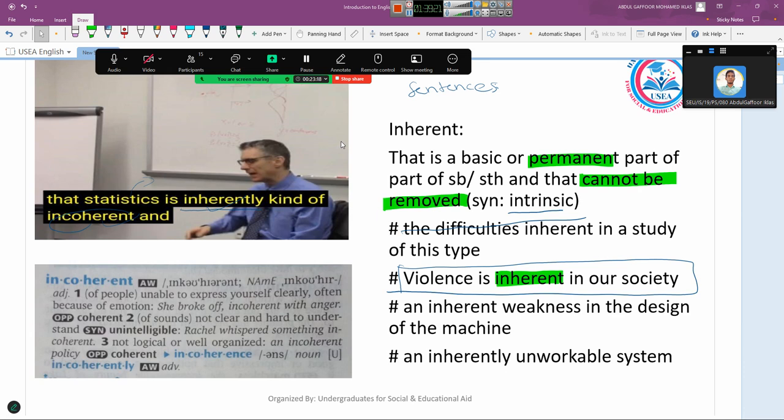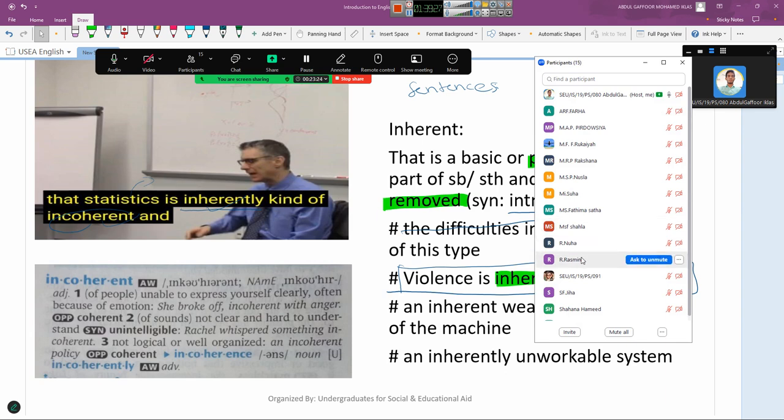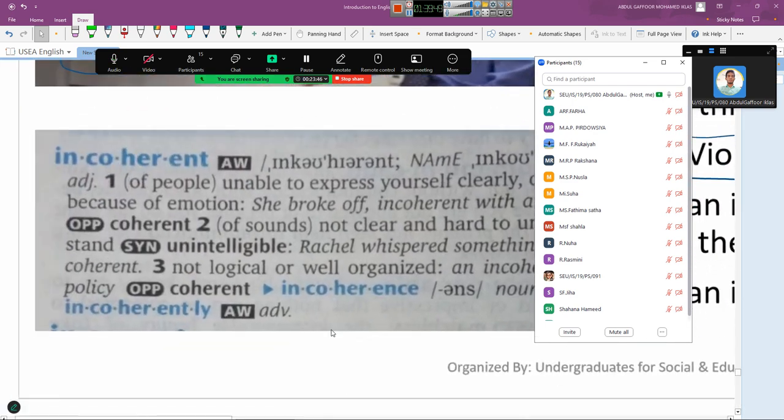Okay, so incoherent, right? Incoherent. How many of you have heard this word before? Okay. So can you read the description of this word? Here, I have inserted everything. You can simply read it. Who can read?